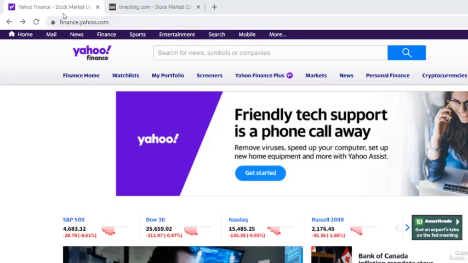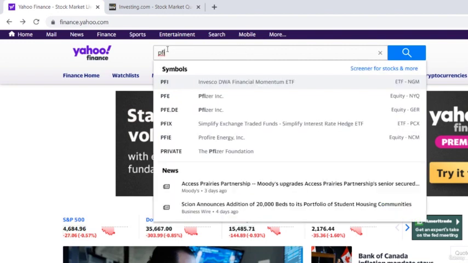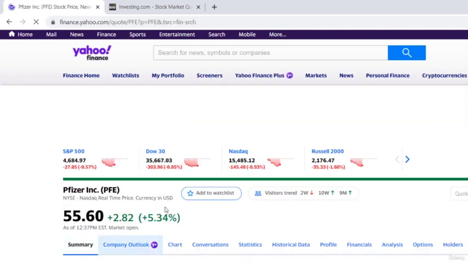Okay, I'm over here at finance.yahoo.com, and we're going to look up Pfizer here. You just type right in the search, you can type in their full name, Pfizer, or if you start typing, you'll start seeing it come up, or their ticker symbol, which happens to be PFE, shorthand to look up stocks. So I'm going to click on Pfizer here, and I'll bring up the Pfizer quote.